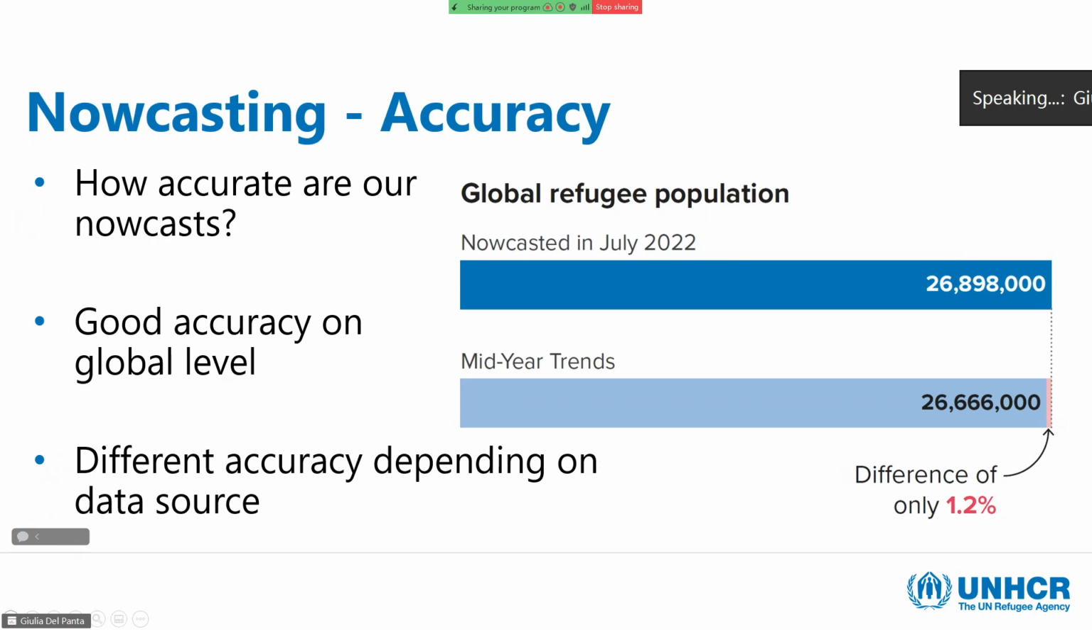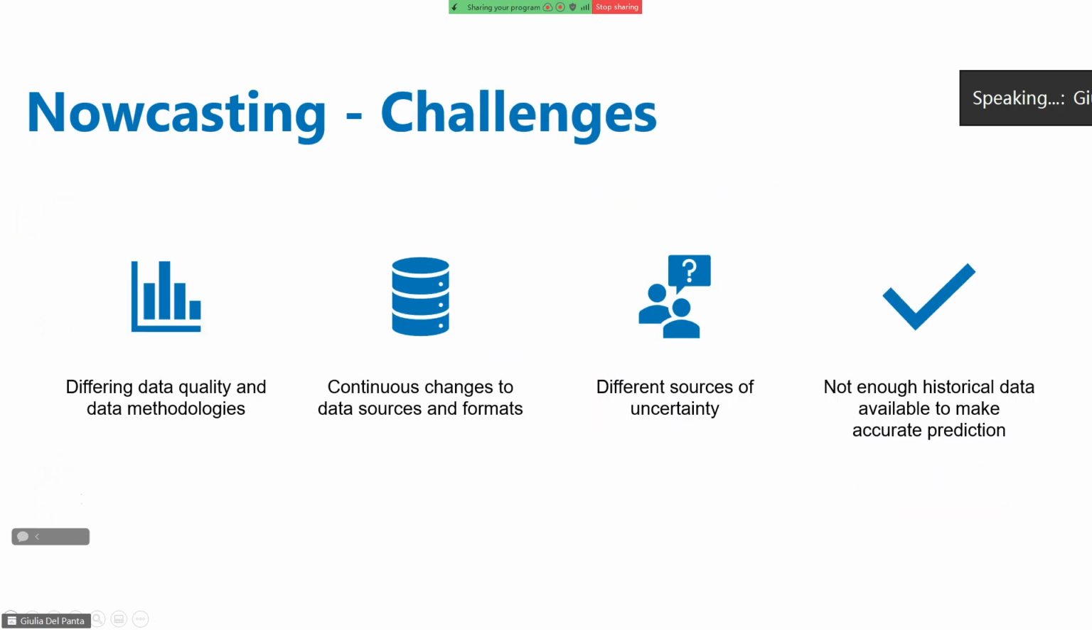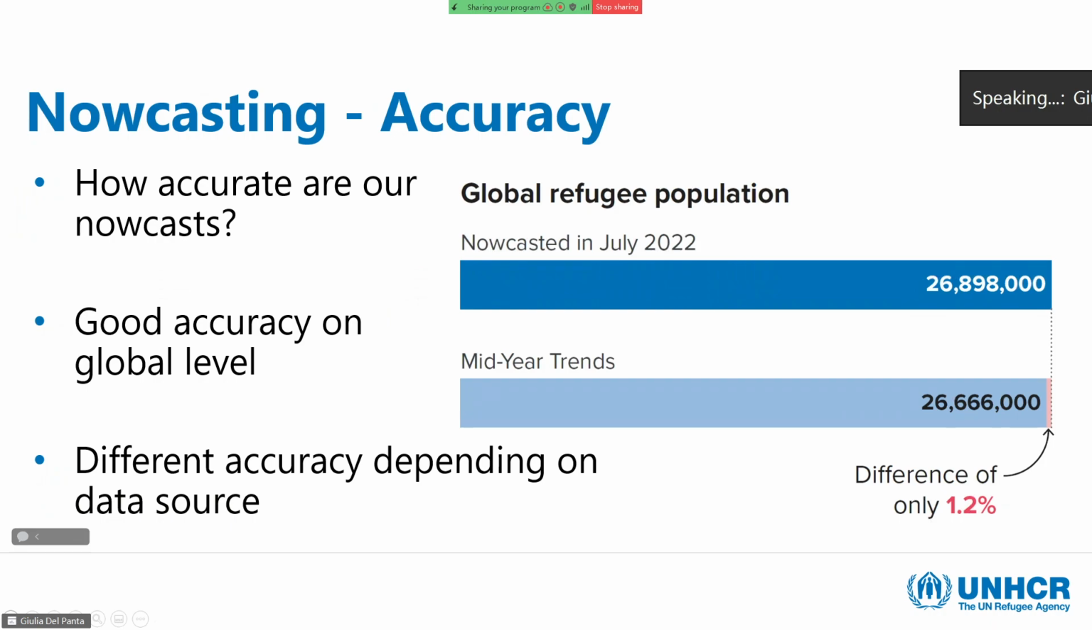But this is just at the global level. If you go down to other levels, such as country level or data source, the accuracy is different. But it gives you an indication of which data source might need to be changed, which country might need to be changed, etc. And the next comparison we will do is when the global trends come out relatively soon, in a month or two. But this is quite promising. Hopefully it's going to be like this next time as well.